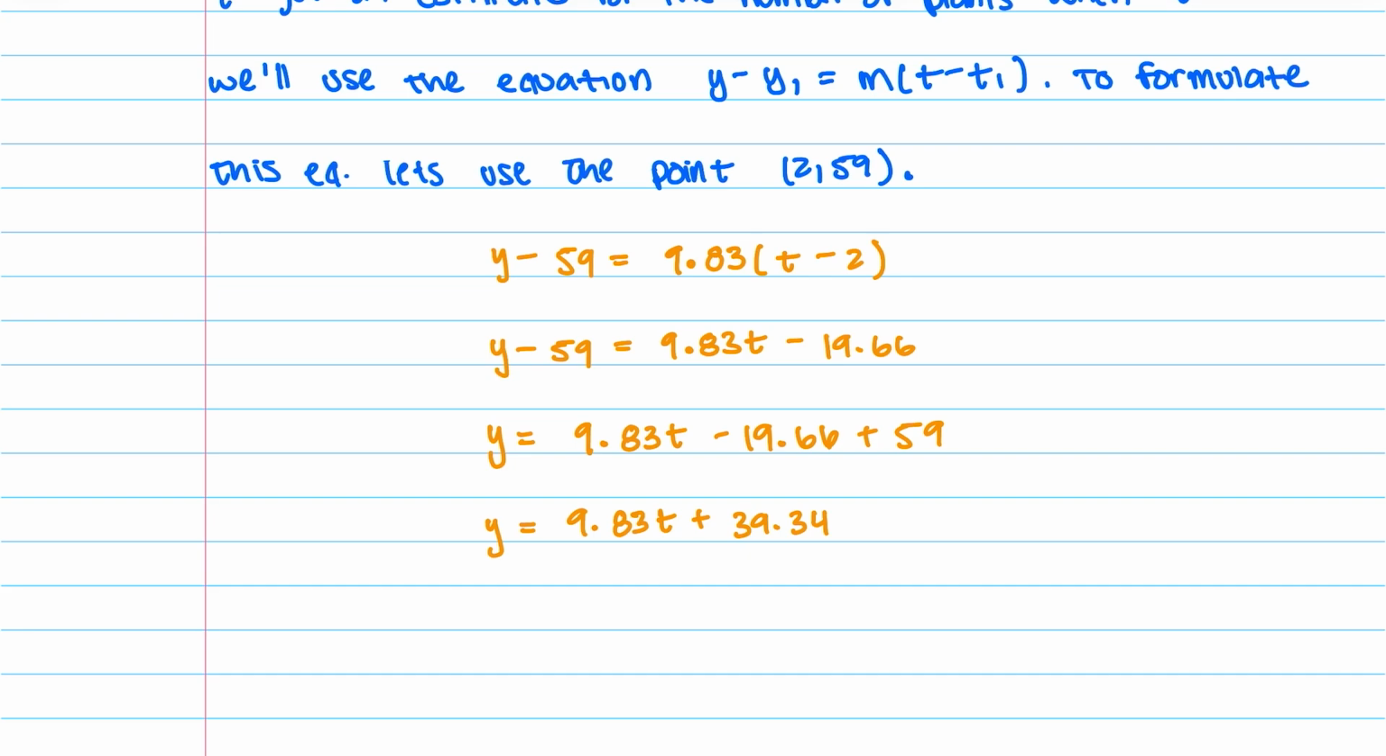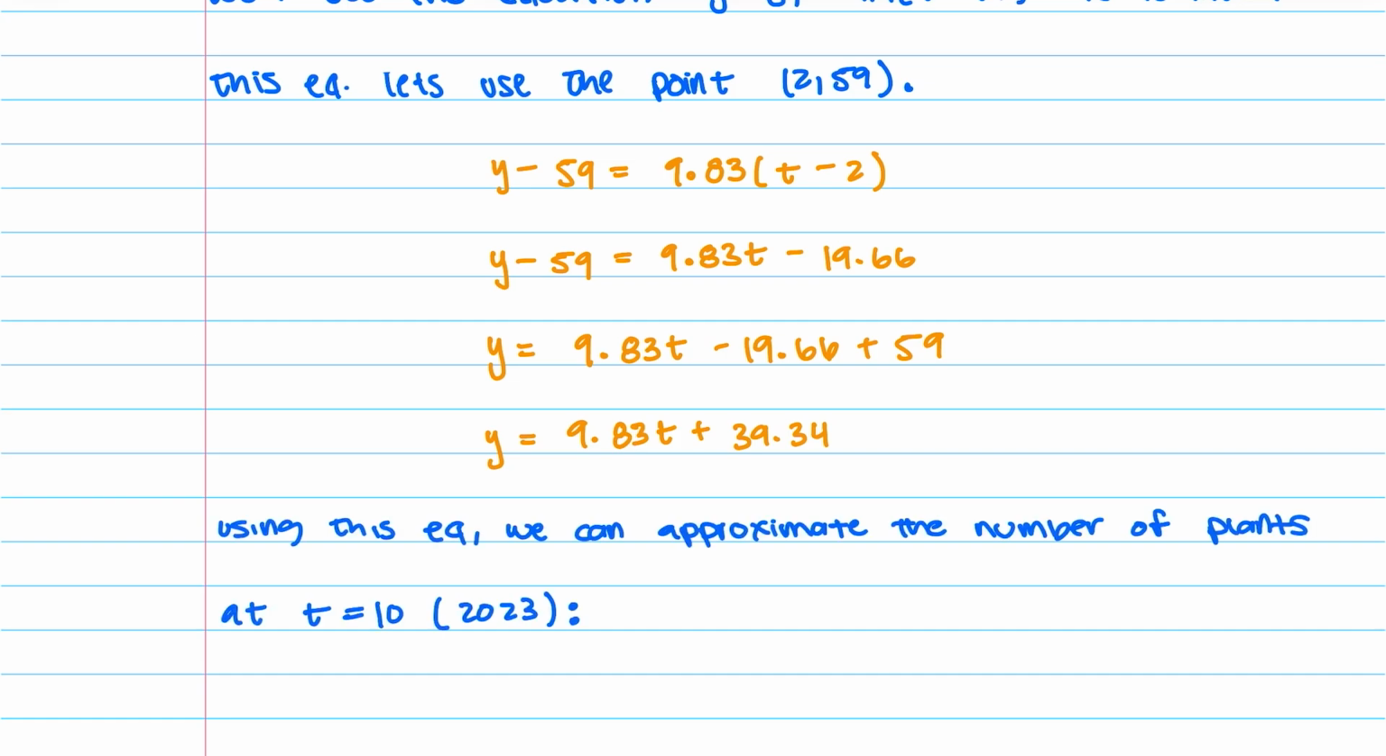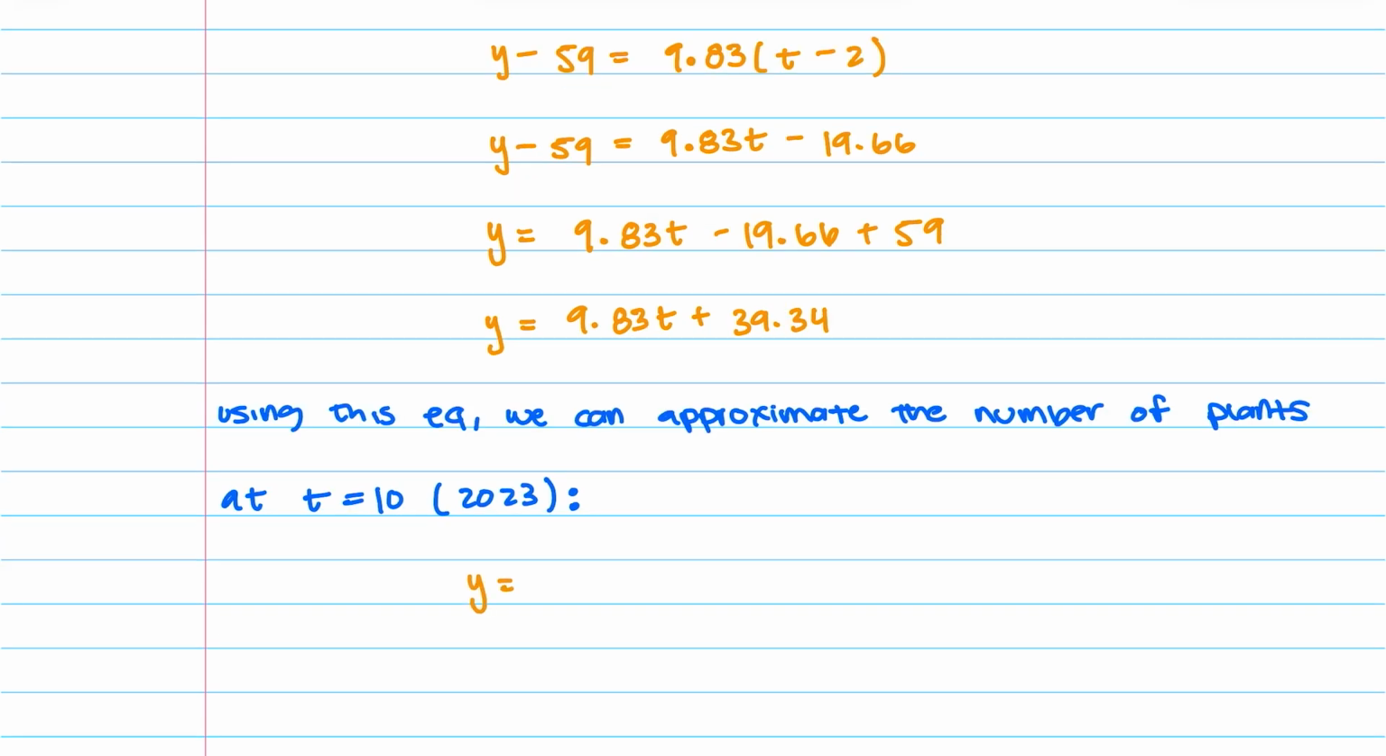And so now that we've formulated our equation, we can plug in 10 for the value of t, so we can get an approximation as to the number of plants that are going to be in existence when t is equal to 10, or in other words, 2023. And so by plugging 10 for t, we'll get y is equal to 9.83 times t, which is 10, plus 39.34. And using a calculator to evaluate this expression, we'll get that the value for y is 137.64.